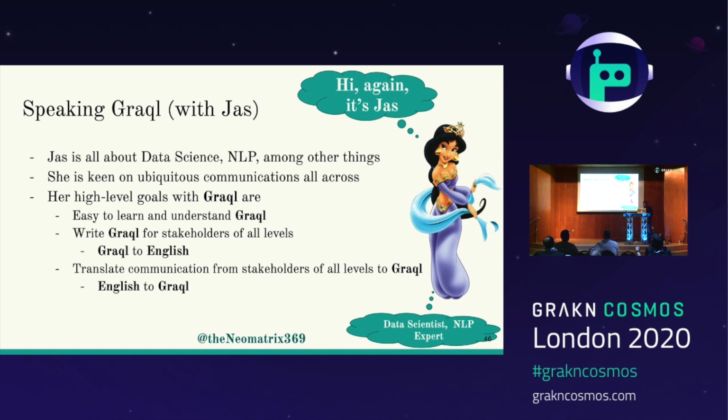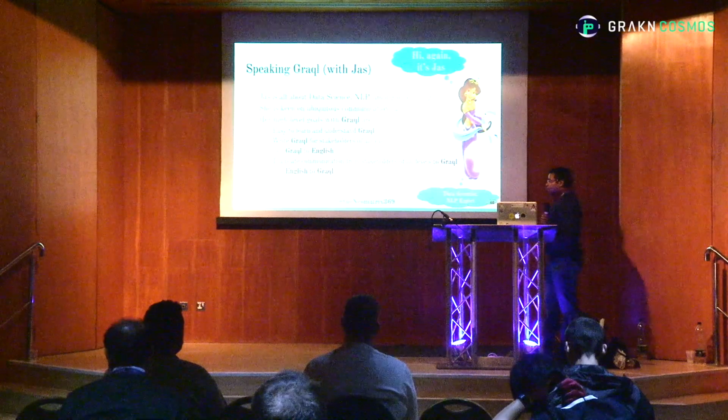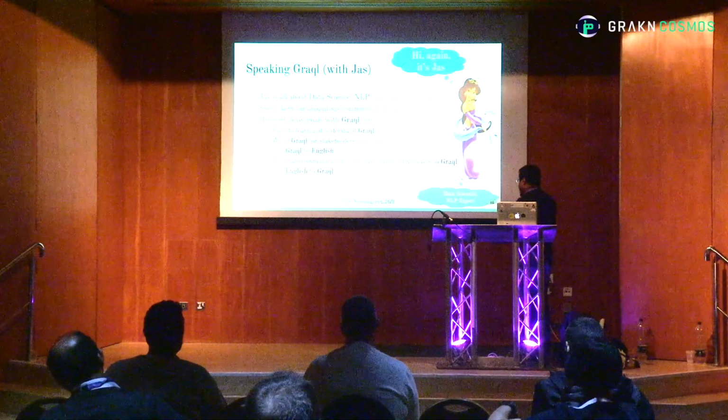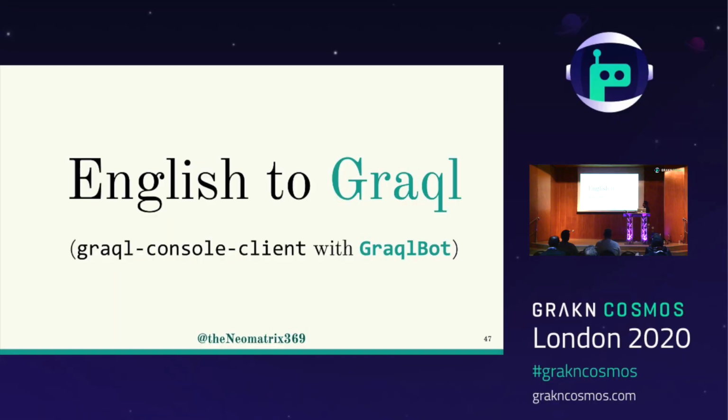So some of her goals are to be able to understand Graql at a high level, but also easy to learn and understand her stakeholders and be able to communicate with them. So a two-way journey where the stakeholders ask her something in English, and she writes a Graql query from that, or if she's asked about a query, she can explain that query in English, what it does, what it means, why it does what it does. So let's look at English-to-Graql.